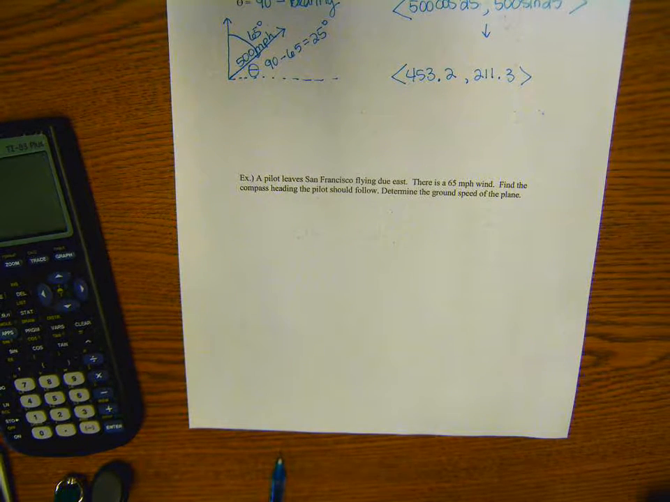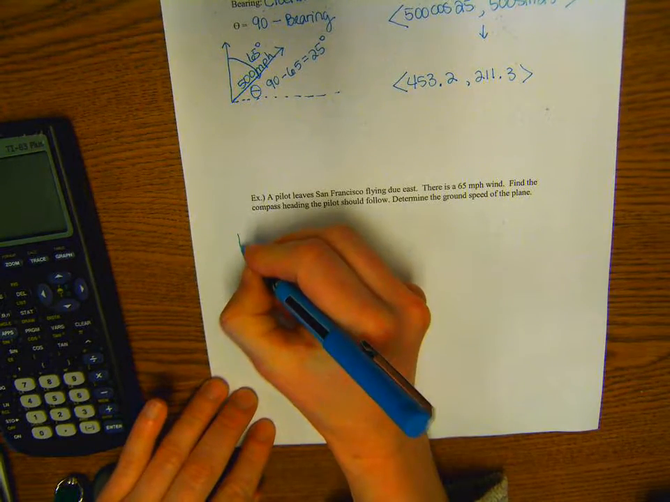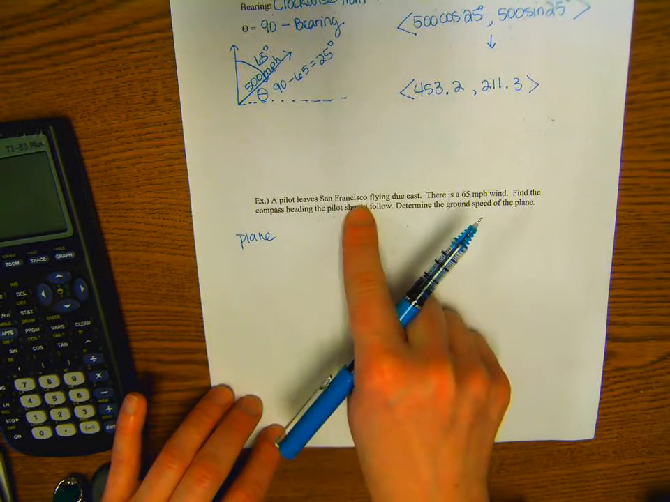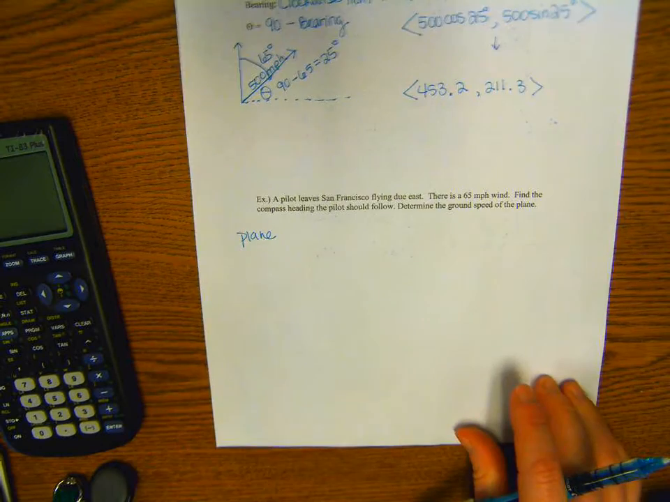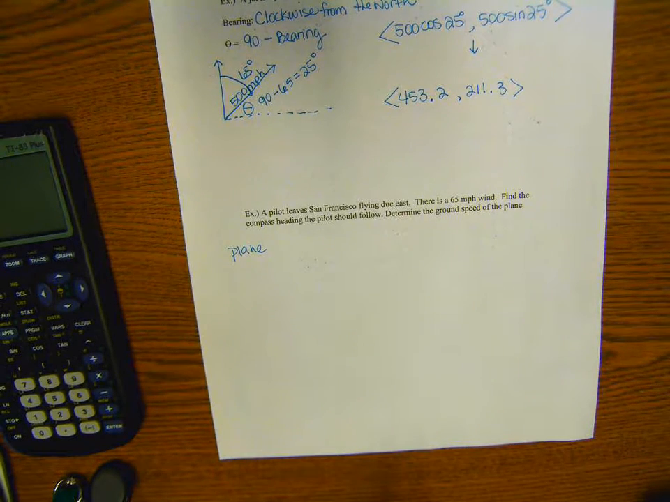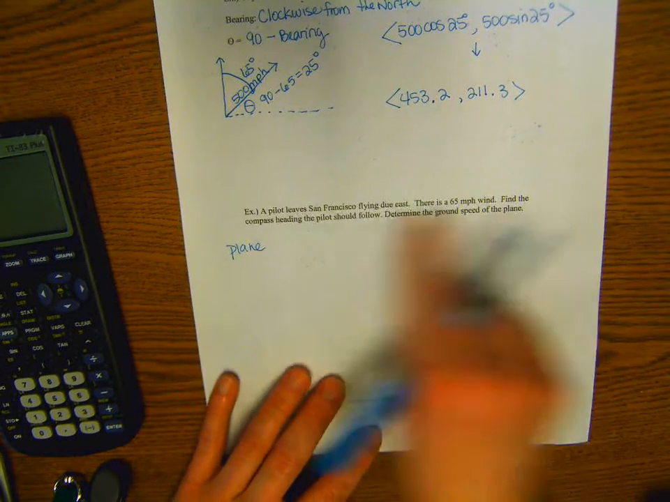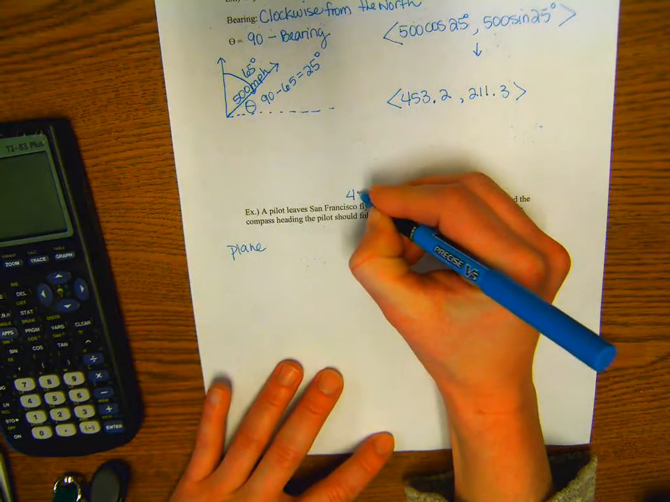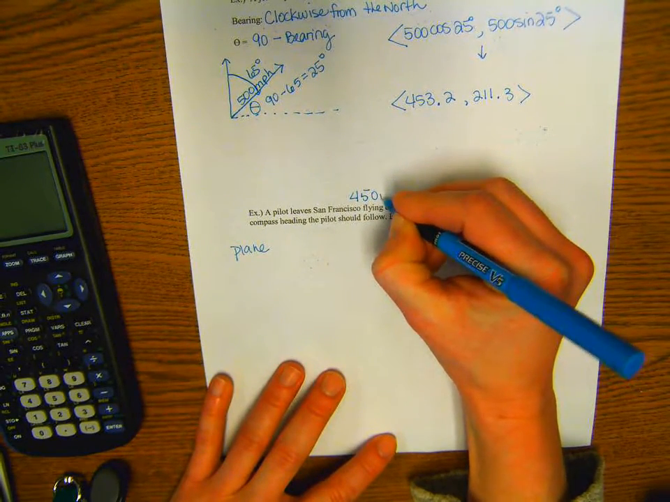Okay, so let's take a look at the plane first. A pilot leaves San Francisco flying due east. Did I tell you? I didn't. I have to tell you a magnitude. Let's say he leaves at 450 miles per hour, okay? You couldn't do it unless I gave you that. Alright, so here's the plane.